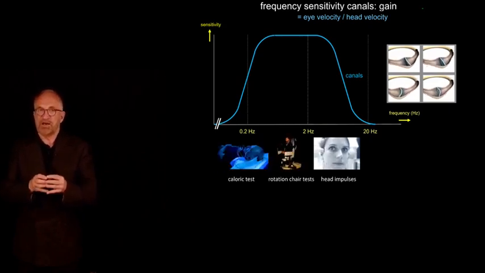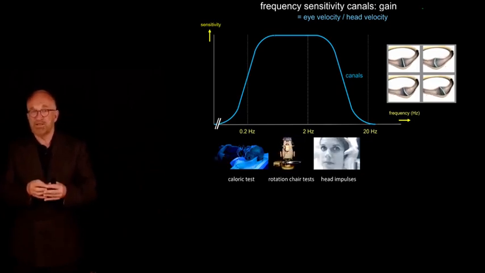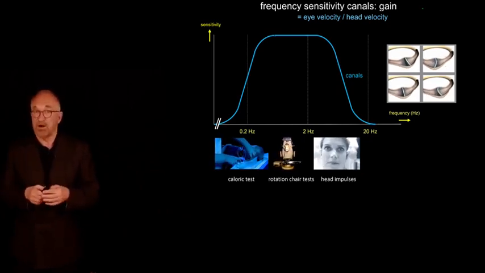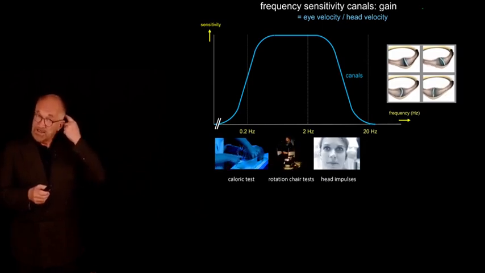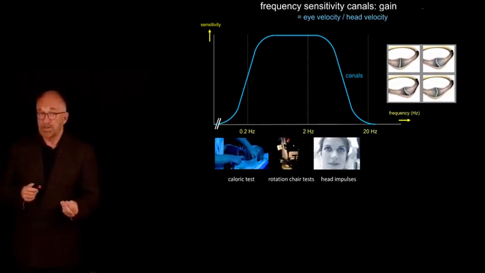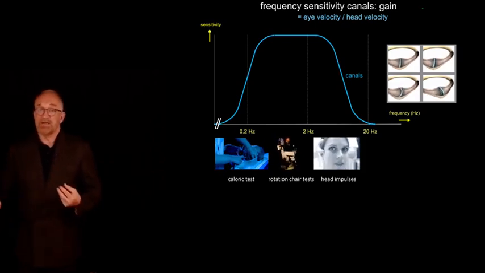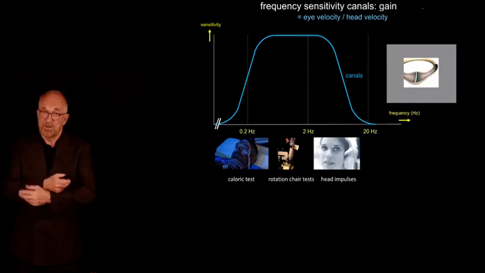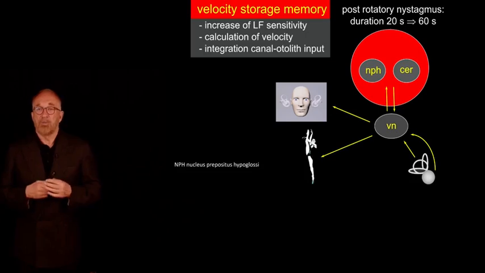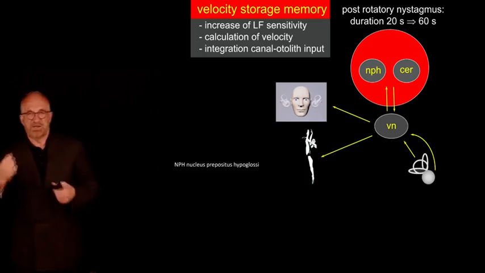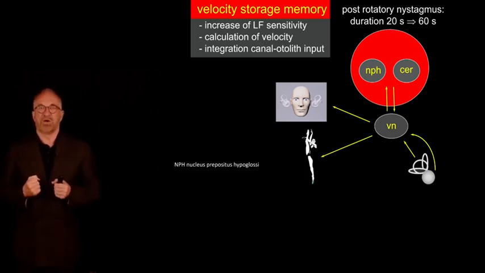The rotation chair is a medium frequency test, and the head impulse tests are high frequency tests. And it can be that you have a normal calorics and an abnormal head impulse test, or the other way around. So these are complementary tests in the diagnostic tools that we use in vestibular testing.